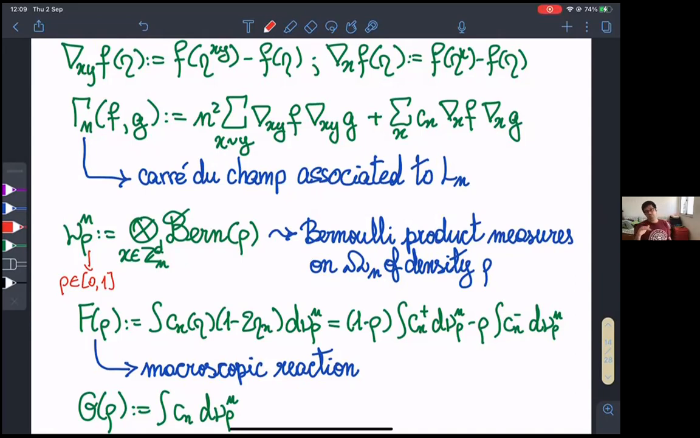if your process starts at the measure nu_rho, the function f of rho is the rate at which particles are created minus the average rate at which particles are annihilated. And just for completeness here, I'm going to define g of rho as the expectation of c_x with respect to these measures. Since the dynamics is translation invariant, these functions f and g do not depend on x.